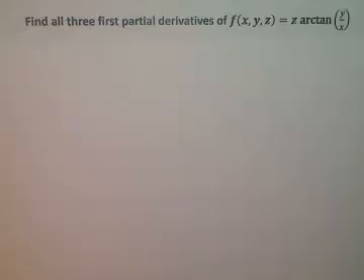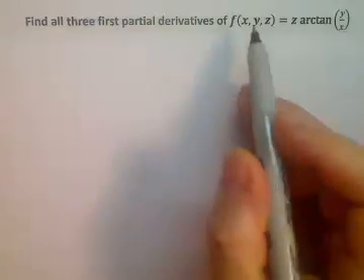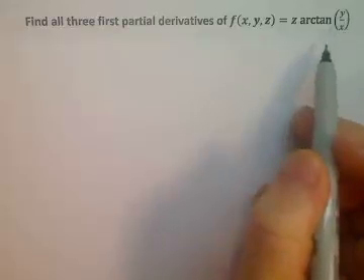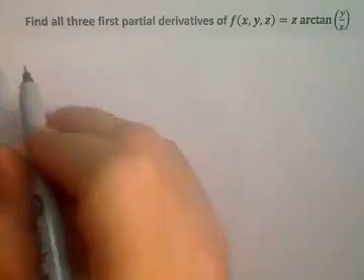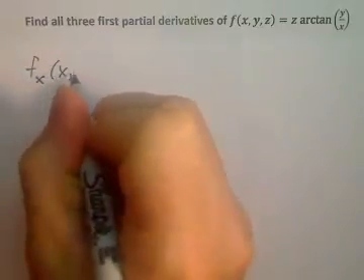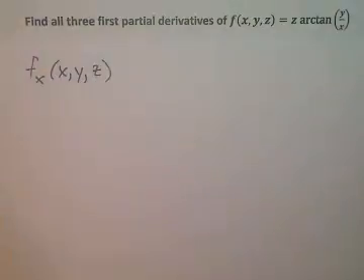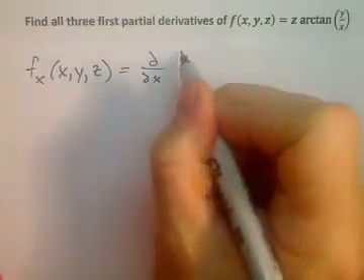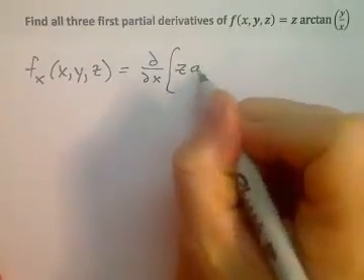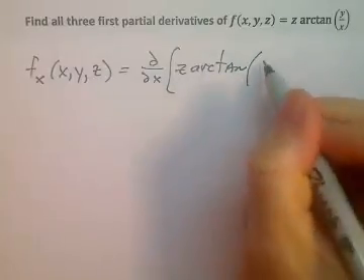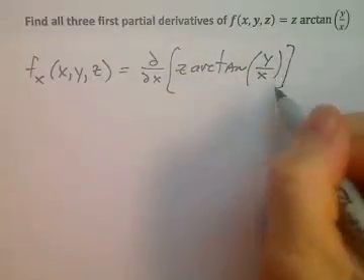Hi, in this problem we want to find the first partial derivatives of a function of three variables. F of x, y, z is z arctangent of y over x. And so we'd go through this. f sub x at x, y, z is going to be the partial with respect to x of z arctangent of y over x.